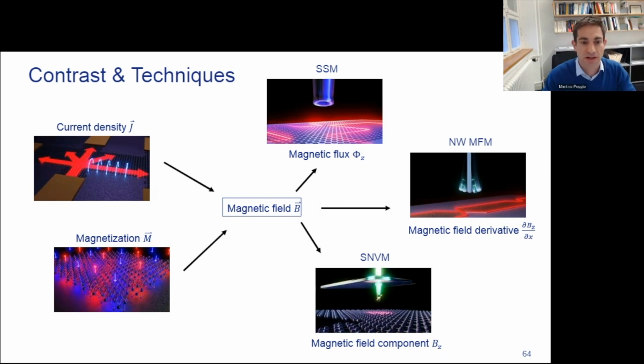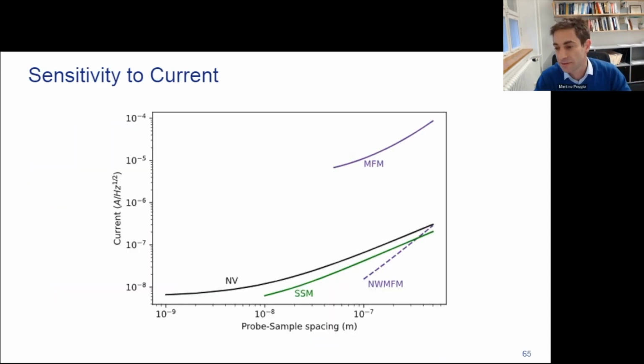So the scanning SQUID measures magnetic flux, meaning the field integrated over the loop area. The MFM measures the magnetic field derivative along a certain direction, and the scanning NV center measures one component of the magnetic field along the quantization axis. All of these are slightly different, and the way that the fields fall off depends slightly differently on the type of contrast. So it's important to understand this in order to select the right technique for the right experiment. And I want to show a little bit about that in the next couple slides.